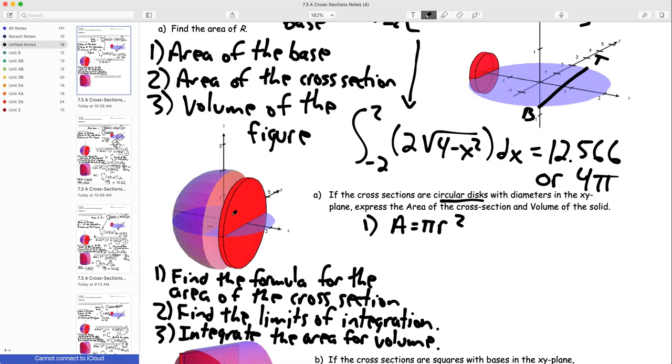Well, here's the problem. There's an infinite number of circles between -2 and 2, and therefore there's an infinite number of areas. So what I need is a general formula that will give me the area of any of those circles. And so here's how I do that. All right. I need pi. And then I need an expression for the radius.